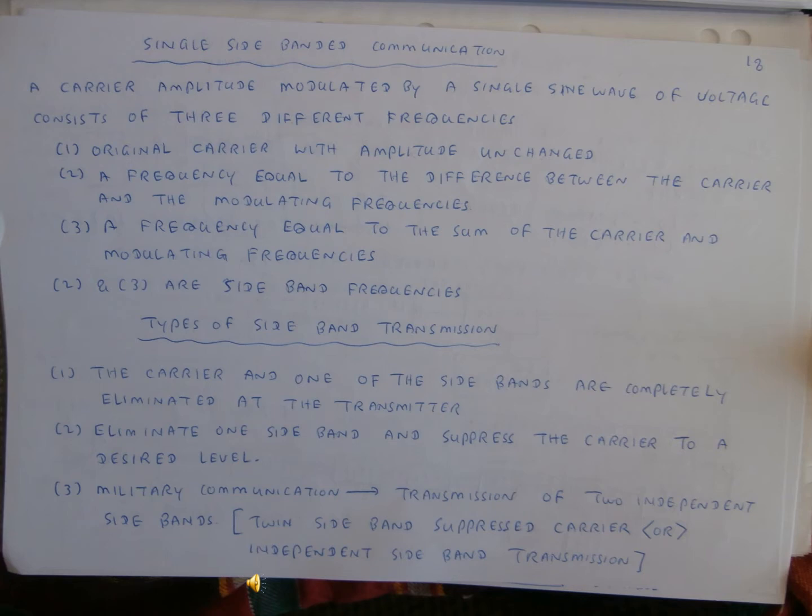The carrier frequency is different from the modulating frequency and the sideband frequency. The types of sideband transmission: the first is where one of the sidebands is completely eliminated at the transmitter. The second is where one sideband is eliminated and the carrier is suppressed to the desired level, used in military communication systems. Another is the transmission of two independent sidebands, which is twin sideband, with the carrier suppressed, and independent sideband transmission. These are the types of sideband transmission.